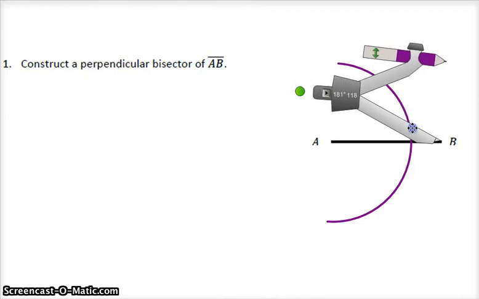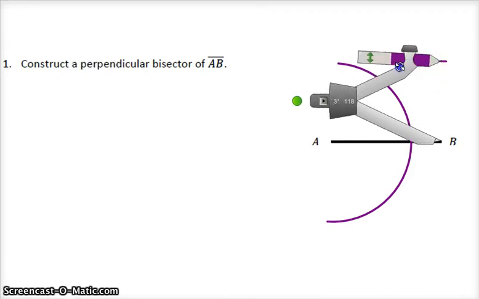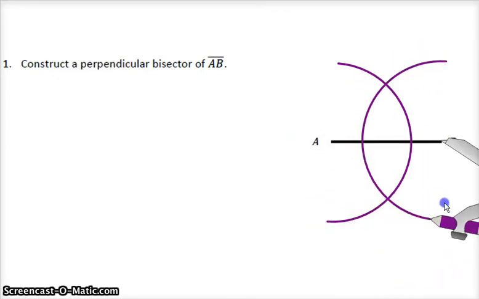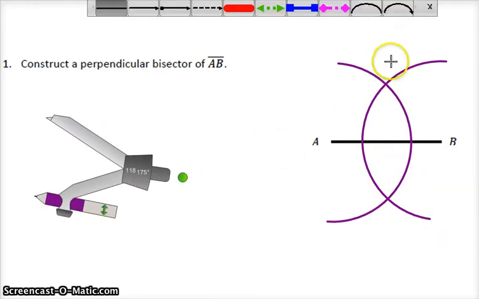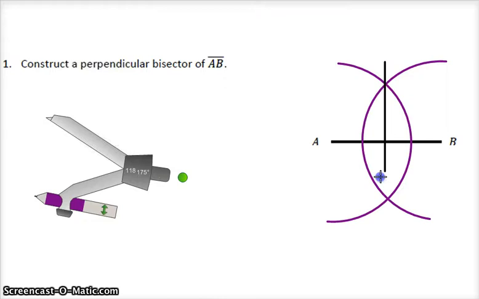Once I'm done doing that arc at point A, I can repeat the process at point B. And notice I never changed the size of my compass, but once you have two arcs, we would just draw a line segment that would run through both intersections. So I missed my mark a little bit, so I'll just slide mine over. Yours will be a little bit easier to run that through.